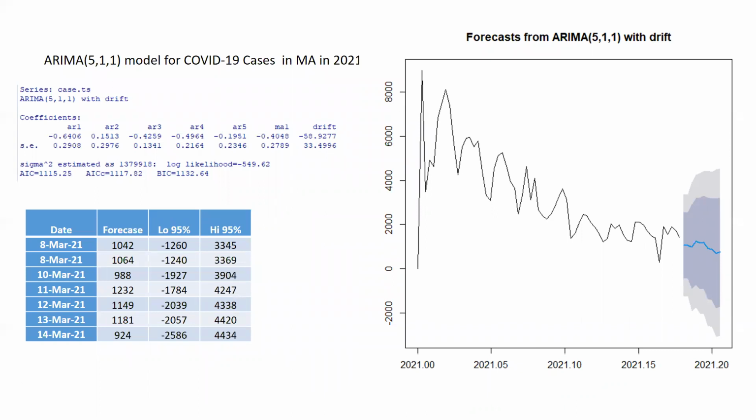Now, this is the time series ARIMA model for Massachusetts in 2020 with an autoregressive of order 5, first difference, and a moving average of order 1. The estimated parameter of drift is the slope of the time trend. It is a negative trend and nearly significant. We use the data as of March 7, 2021, to predict the next 7 days with a 95% confidence interval.